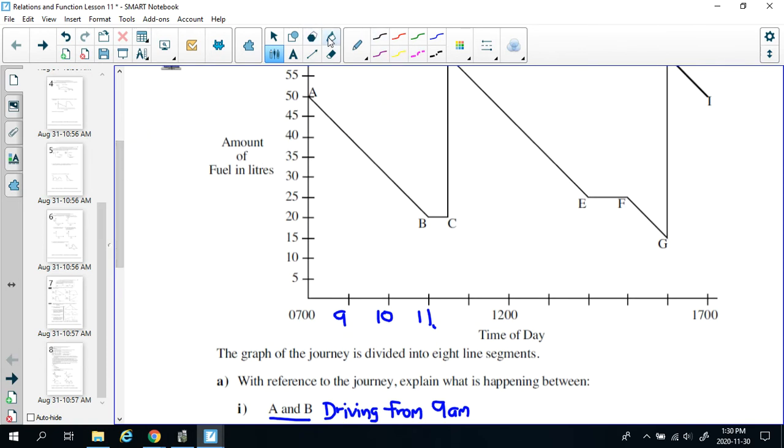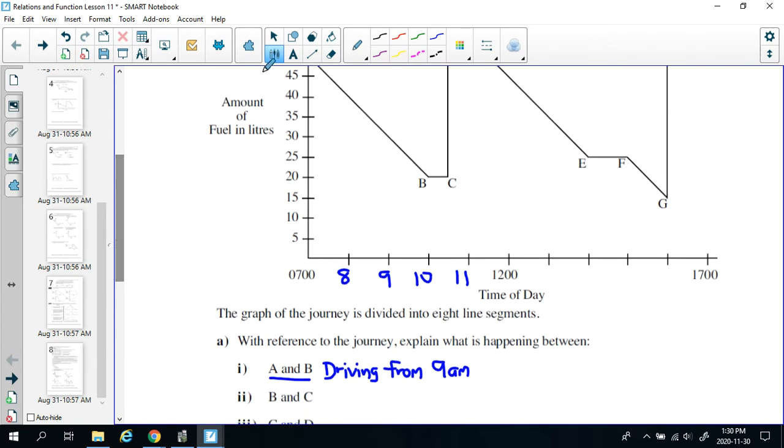Okay, let's go back and erase this. Wow, how am I a math teacher? Okay. 7 plus 1 is 8. 8 plus 1 is 9. 9 plus 1 is 10. 10 plus 1 is 11. There we go. Okay. My goodness.